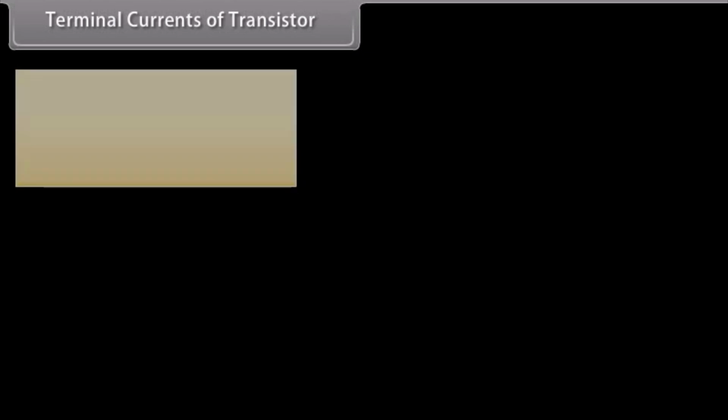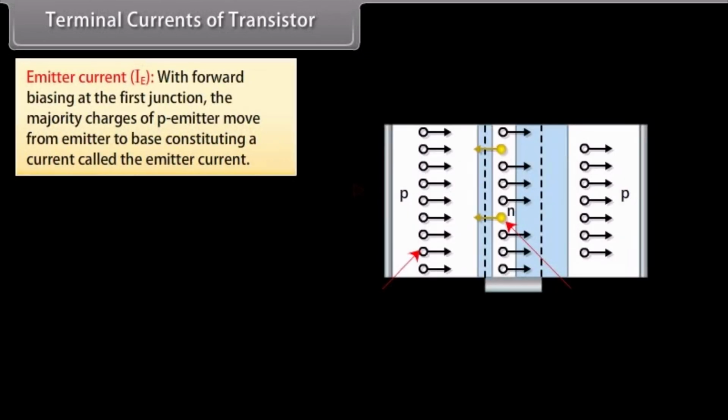Terminal currents of a transistor. We consider a PNP transistor to understand the different terminal currents. Emitter current, IE. With forward biasing at the first junction, the majority charges of the P emitter move from the emitter to the base, constituting a current called the emitter current.